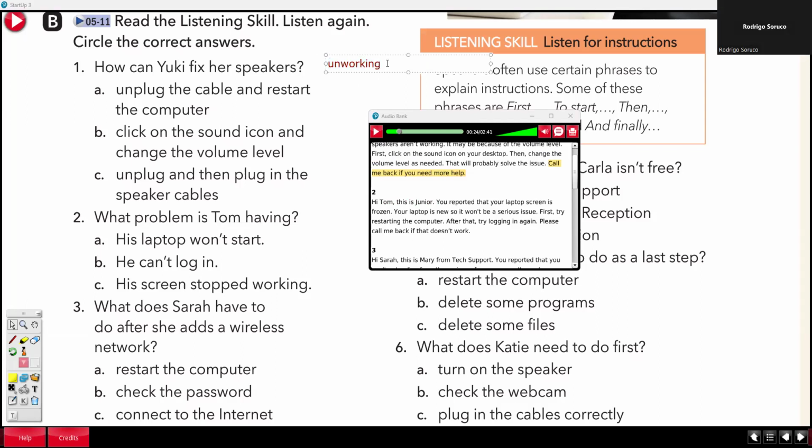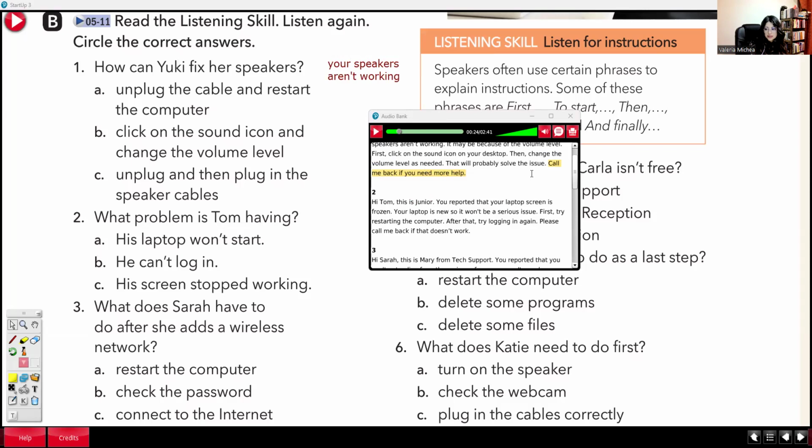No, it's not correct. So what probably you heard was this one, aren't working. So your speakers aren't working. Yes, yeah, I can see. Okay, sorry. No problem. All right, so yeah.